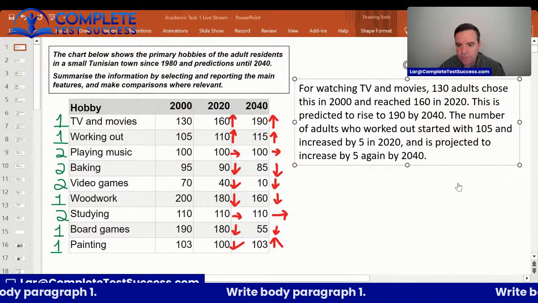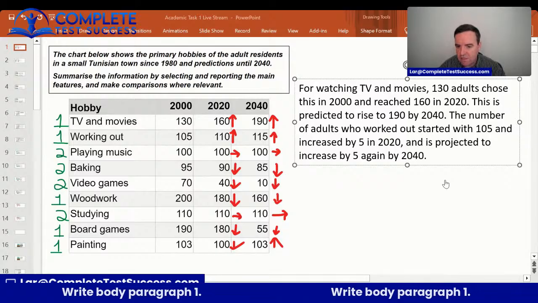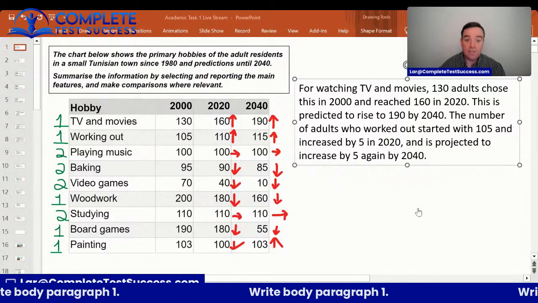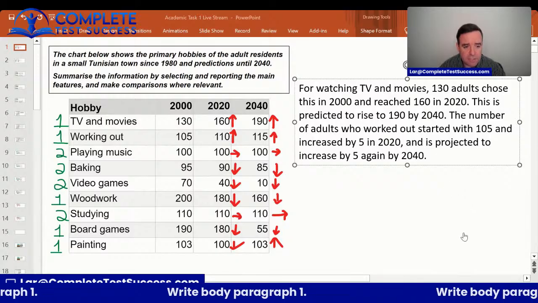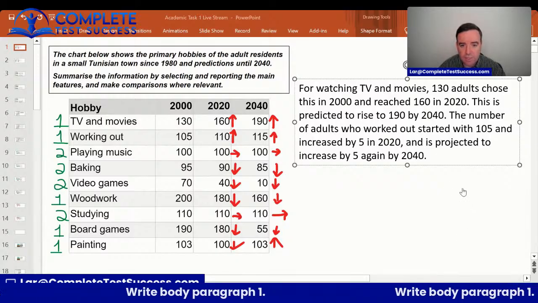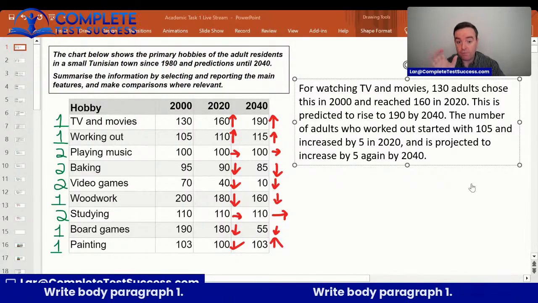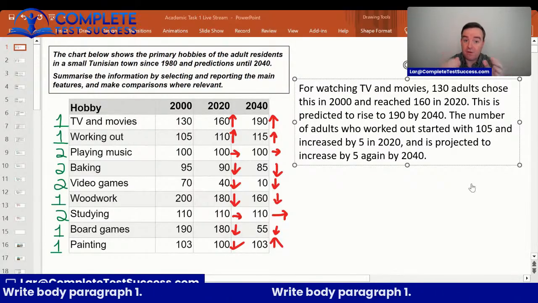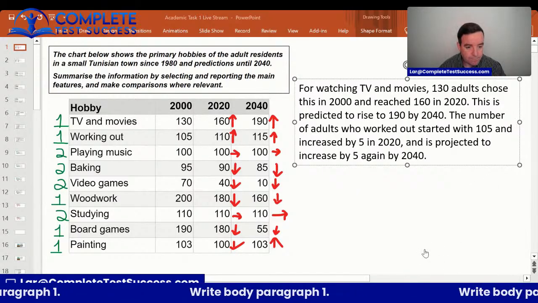I mean, I just chose the ones that were kind of higher in 2000 and the ones that were lower in 2000. I suppose we could have put all the ones that decreased together and then all the ones that increased and stayed the same together. There are different ways of organizing them. And to be honest, it's not the most important decision. If you see an obvious way of organizing them in terms of what information you put in body paragraph 1 and what information you put in body paragraph 2, whatever makes sense to you is fine.